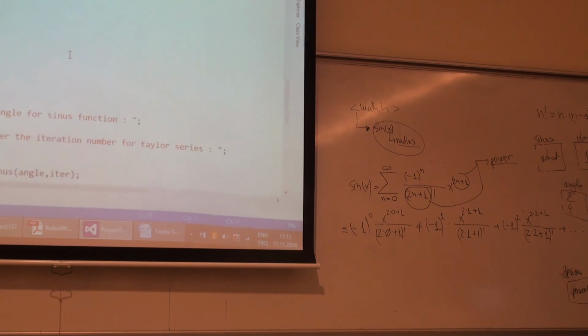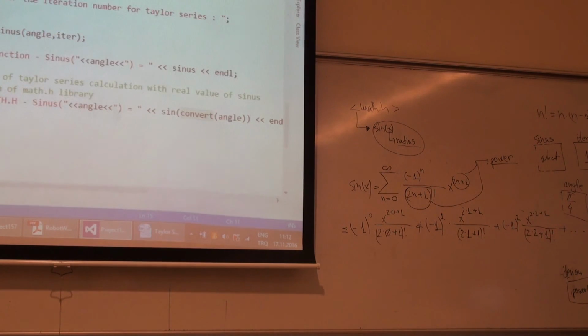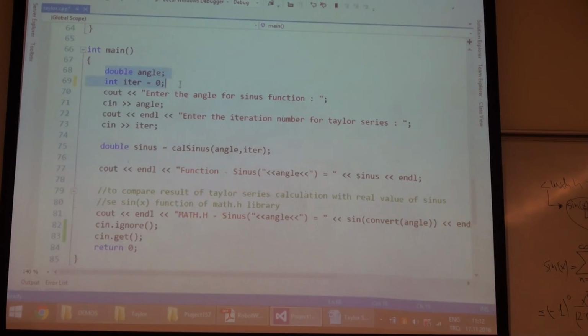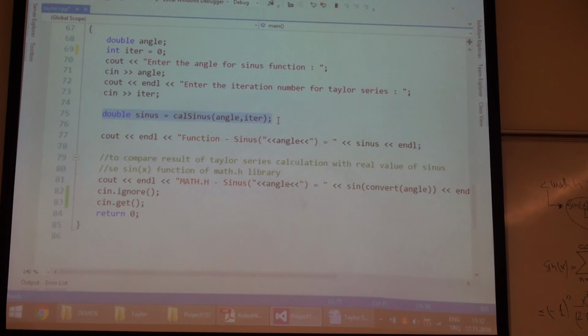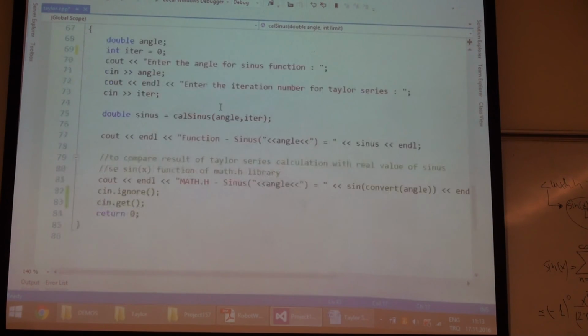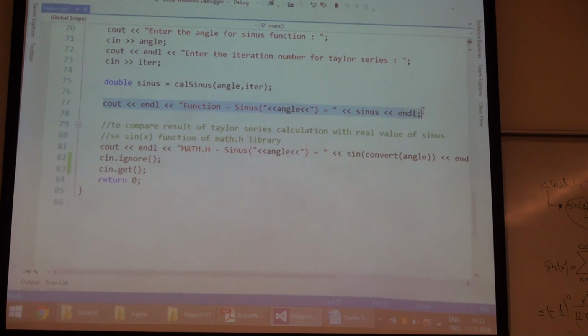So this is it. Now in main, we don't have to do anything else except for basic, trivial things. We are declaring the angle, the iterator is initially 0, we are prompting the user to enter the angle, and the number of iterations. And finally, we calculate the sinus. Okay? This is the formula for how we calculate it. Here this function is called, and we print.